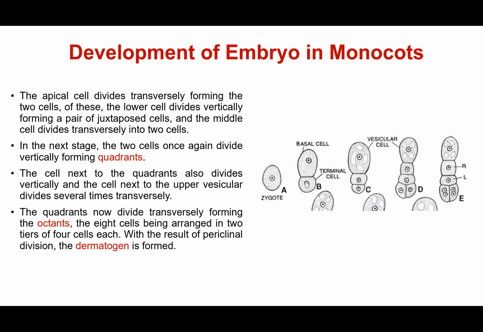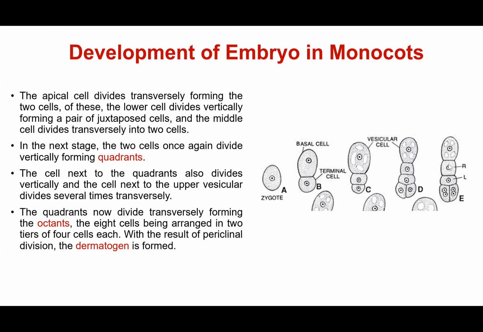The apical cell divides to form two cells. You can see here in C, the apical cell has divided and formed two cells. The lower cell again divides vertically to form juxtaposed cells, that is, cells arranged in this way. The middle cell again divides and forms two cells. All these cells keep dividing and forming an arrangement like this. These are known as the quadrant stage, where you have 4 cells.